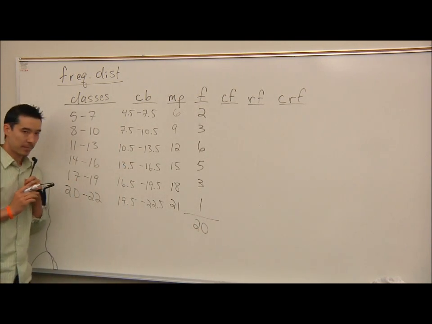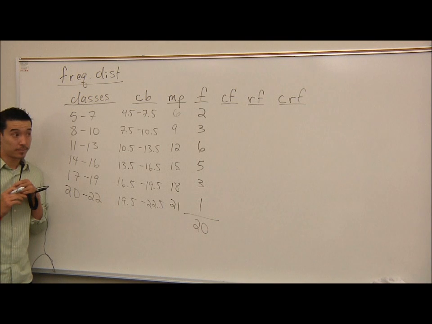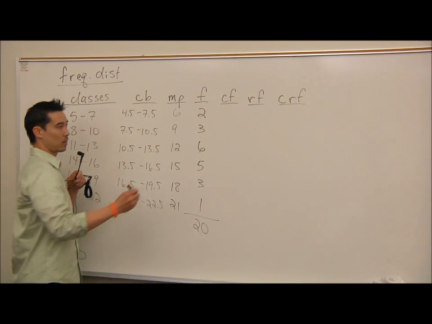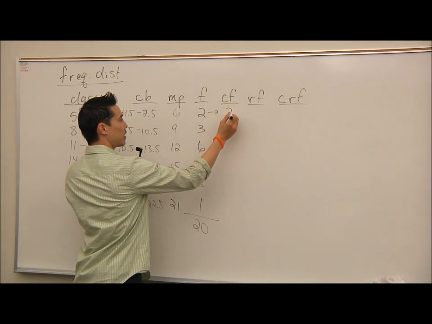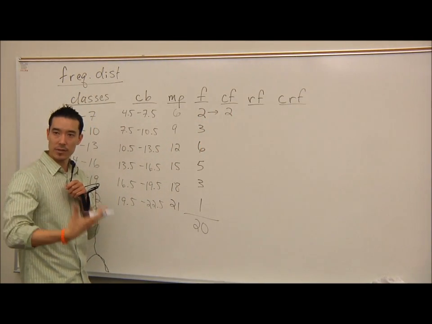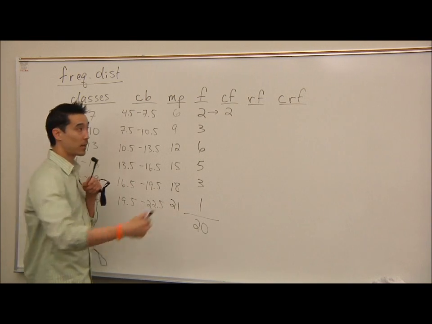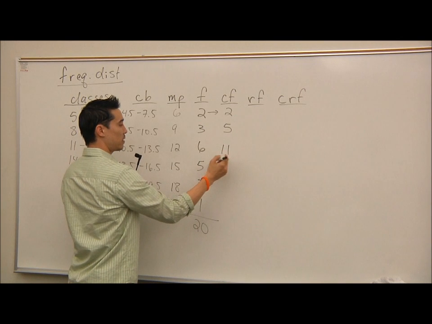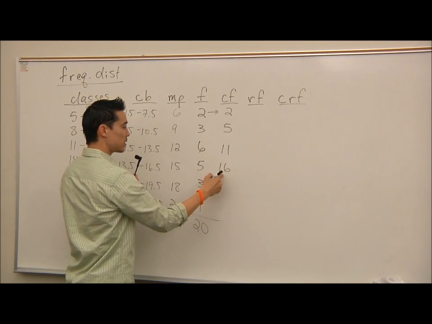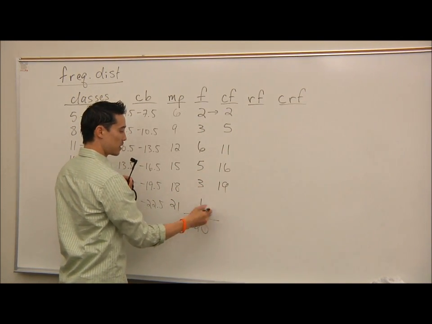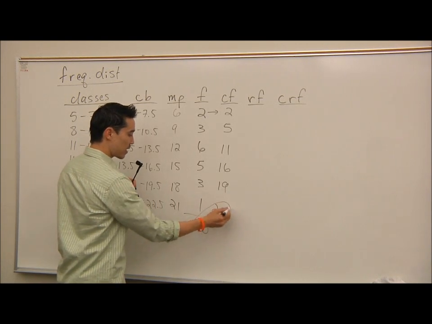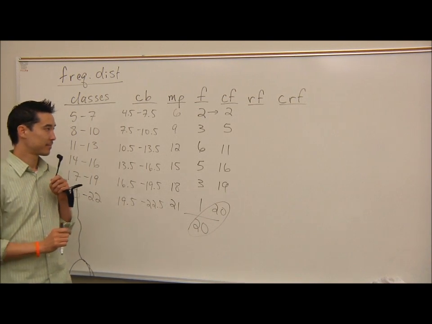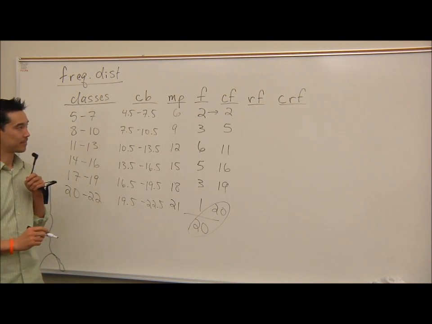Okay? What does CF stand for? Cumulative frequency. Cumulative frequency. And how do I do that again? Take the 2 and bring it over. Bring the 2 over, and then what happens? Yeah, you just keep adding. It's like a running sum, right? So 2 plus 3 is 5. 5 plus 6 is 11. 11 plus 5 is 16. 16 plus 3 is 19. 19 plus 1 is 20. And this last diagonal here should match if you did it correctly. Okay?